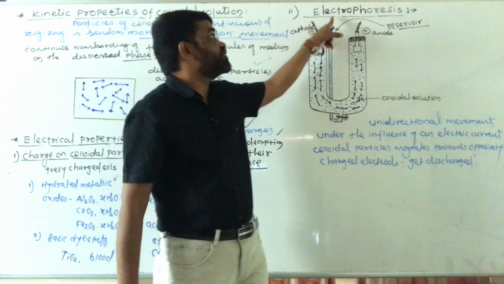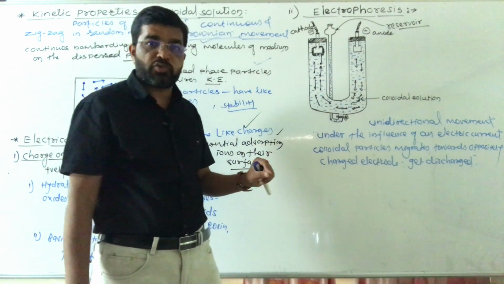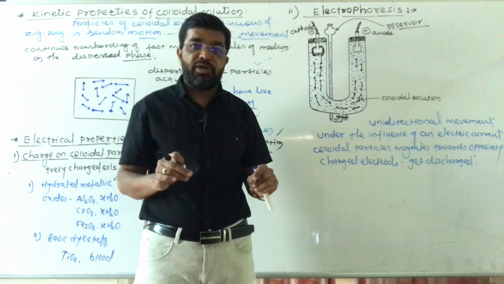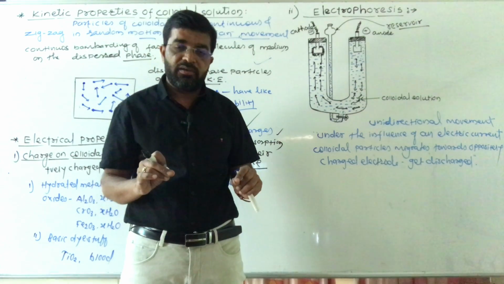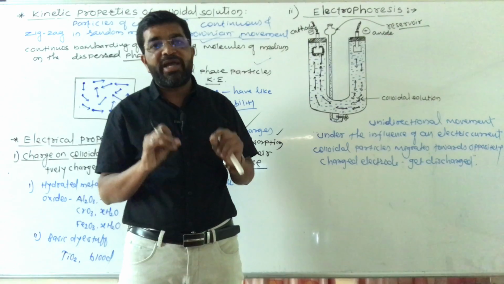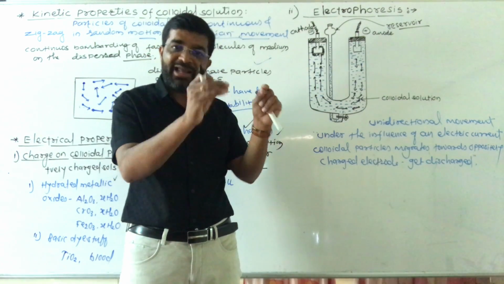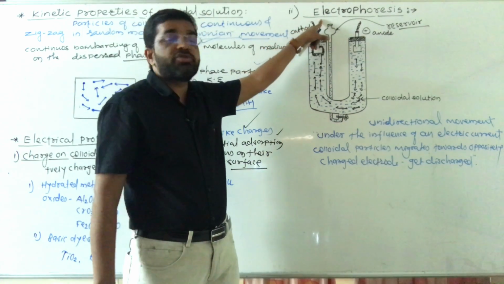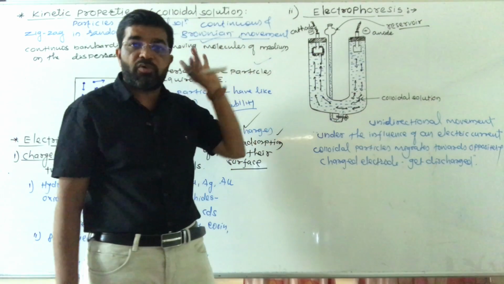So this process is known as electrophoresis. Once again, remember: unidirectional migration or movement of colloidal particles under the influence of an electric current towards the oppositely charged electrode, and they discharge and aggregate there. That process is called electrophoresis.